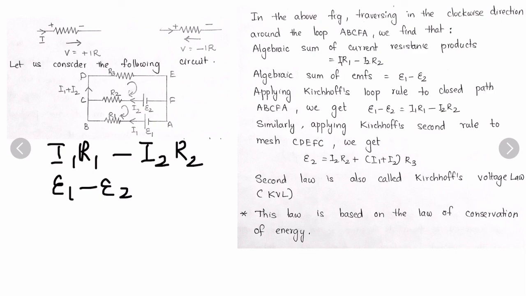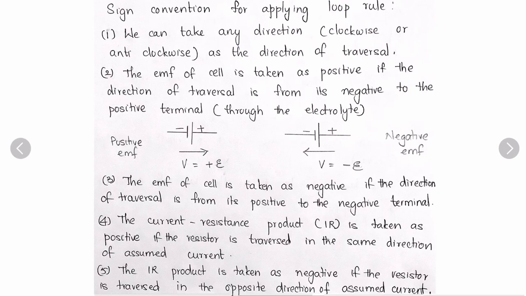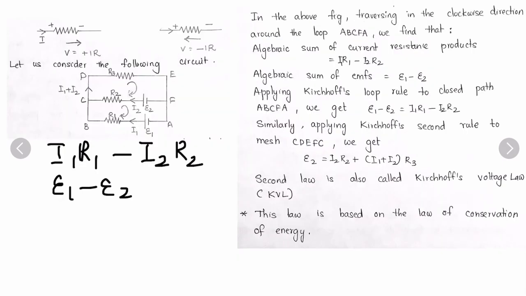The next loop we will take is CDEFC. So we are going from C D E F C, that upper loop I am taking now. Here in the upper loop we have only one EMF, that is E2, and you are traversing from negative to positive. So negative to positive means it is plus E, as we have already discussed.